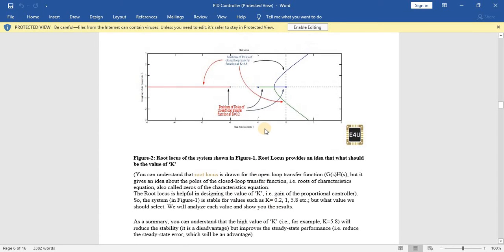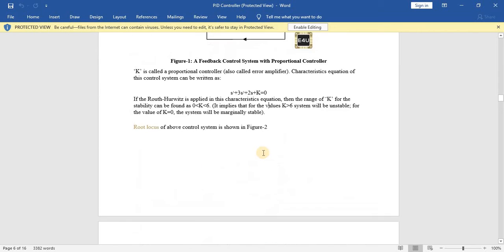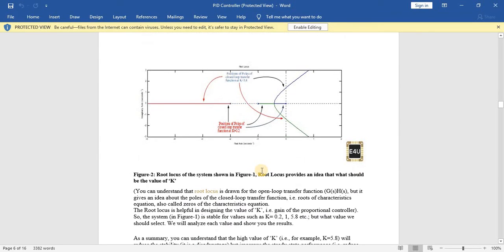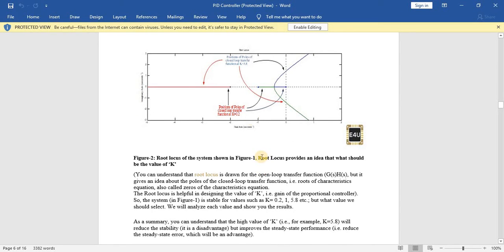You know that the root locus gives an idea about the poles of the closed loop transfer function, that is, the roots of this characteristic equation. So the root locus is helpful in designing the value of k, that is, the gain of the proportional controller. So we can select the value of gain by using the root locus for a P controller.